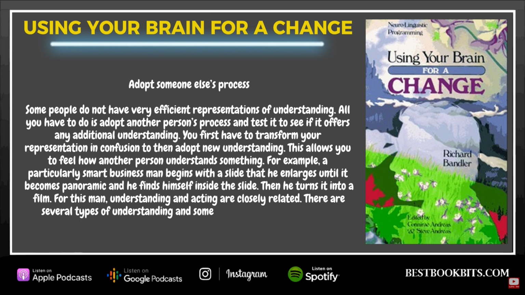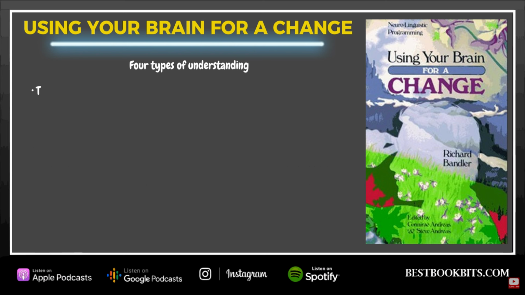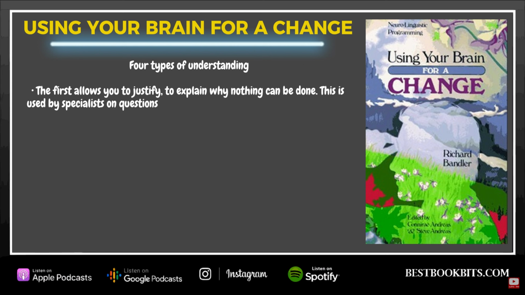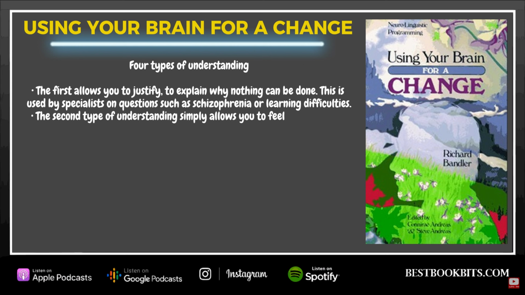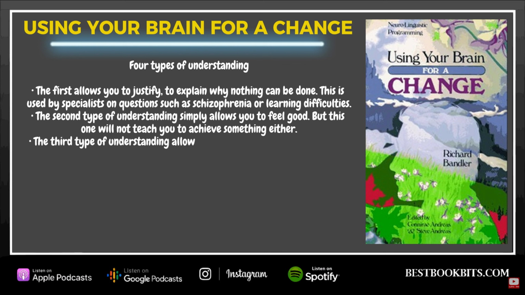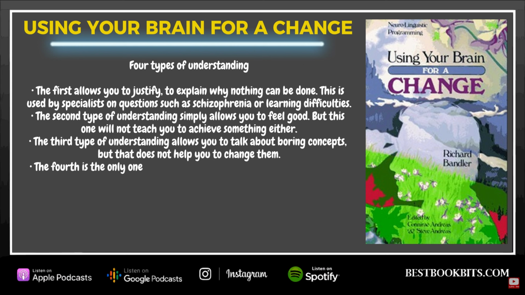There are several types of understanding, and some are more useful than others. Four types of understanding. The first allows you to justify, to explain why nothing can be done. This is used by specialists on questions such as schizophrenia or learning difficulties. The second type of understanding simply allows you to feel good, but this one will not teach you to achieve something either. The third type of understanding allows you to talk about boring concepts, but that does not help you to change them. The fourth is the only one that allows you to do something.